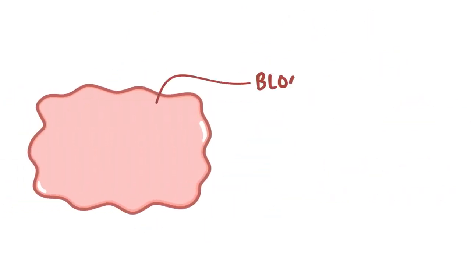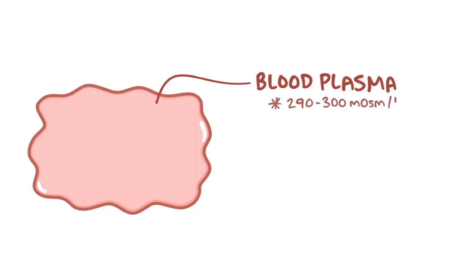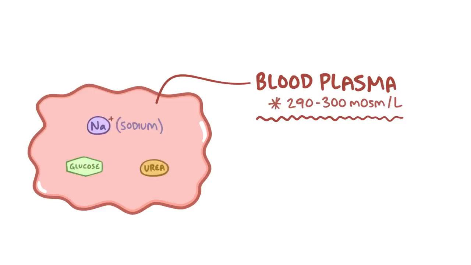In a normal body, blood plasma osmolarity is very tightly regulated and kept at around 290 to 300 milliosmoles per liter. The main components of this osmolarity are made up of ions like sodium, as well as glucose and urea.